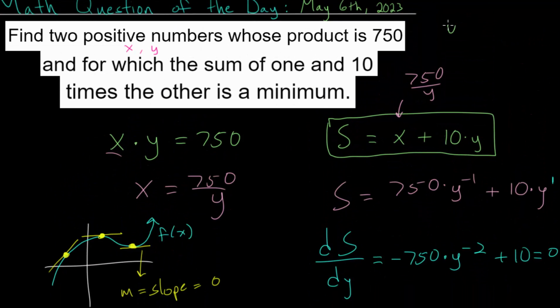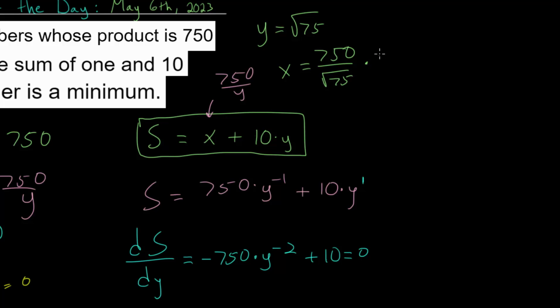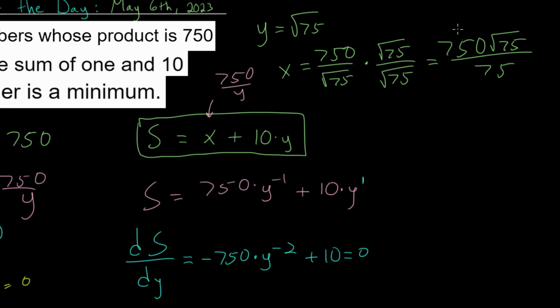So we just found that y is the square root of 75, and x is 750 over y. So we have 750 over root 75. Now, of course, we can also rationalize this. We can multiply the top and bottom by that square root, root 75, so that in the numerator we get 750 multiplied by root 75 over root 75 squared, which is just 75. And these will simplify. 750 over 75 is just 10. So we get 10 times the square root of 75.